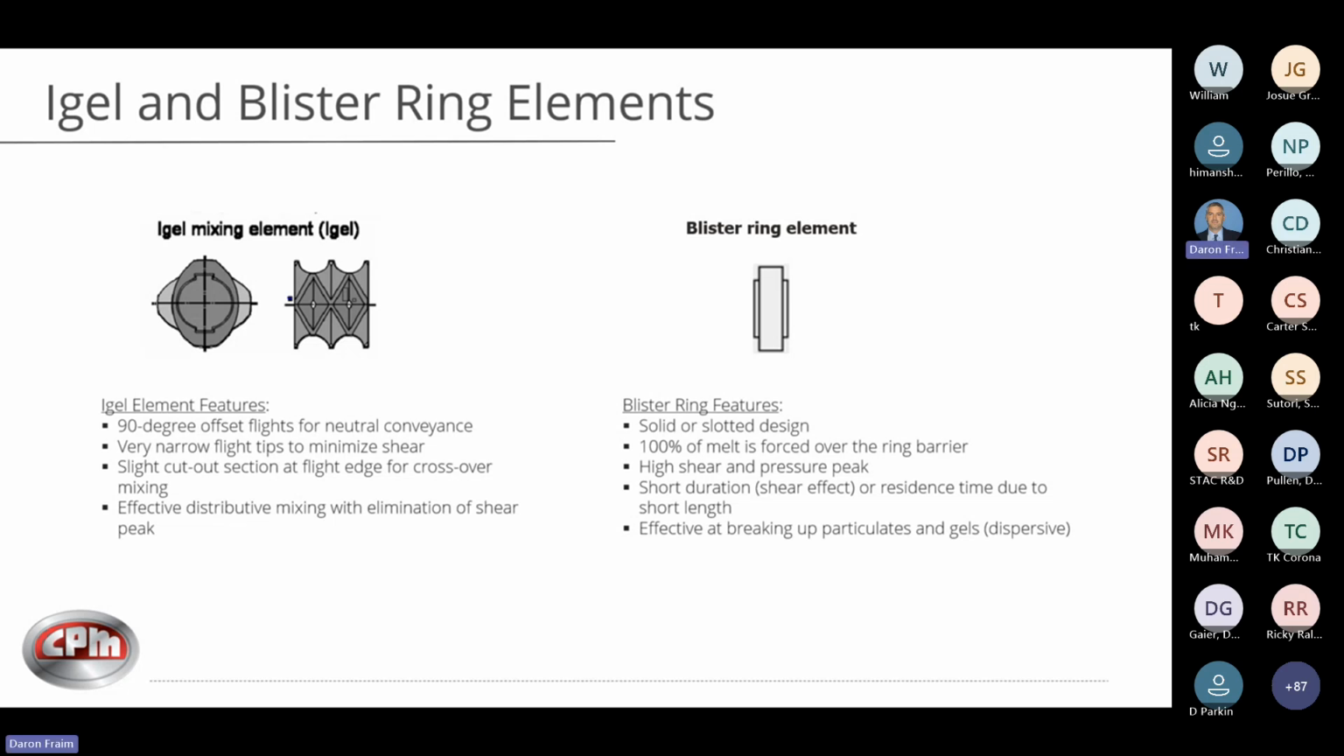And so there's no splitting anywhere. It has to pass through that clearance between that blister ring and the barrel wall. So it is dispersive. Normally these are very short, so it's a short residence time, so it does create a lot of pressure, a high shear, but they're very effective at breaking up particulates and gels.